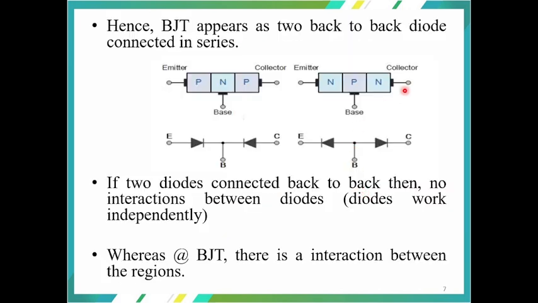This diagram shows the NPN transistor as well as the PNP transistor. We already discussed in the previous slide that it has three terminals. The terminals are called the emitter, base, and collector. These three terminals are common for both the PNP transistor and the NPN transistor. The BJT appears as two back-to-back diodes connected in series. If two diodes are connected back to back, there is no interaction between them and the diodes work independently, whereas in the bipolar junction transistor, there is interaction between the regions.